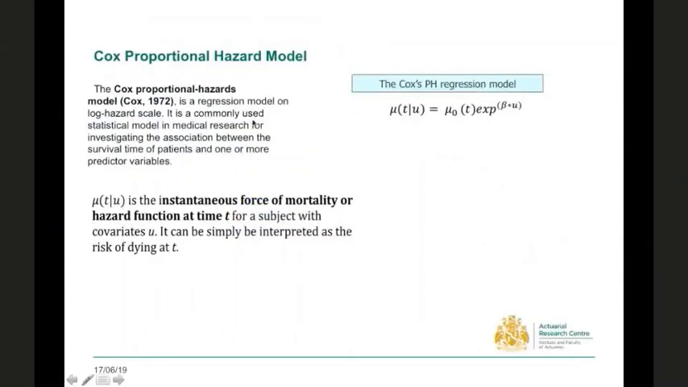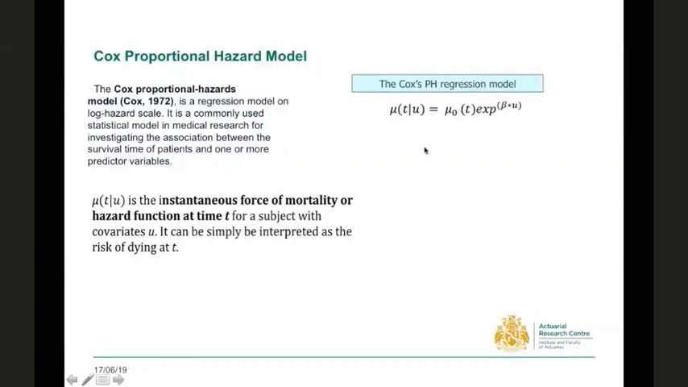Now, the model used is Cox proportional hazards. The Cox proportional hazards model was developed by Cox in 1972, and is a regression model on the log hazard scale. It's commonly used in medical research for investigating the association between survival time of patients and one or more predictor variables. So the Cox proportional hazard regression will be basically modeling the hazard. So what is hazard? It's mostly known as the instantaneous force of mortality, and it can be simply interpreted as the risk of dying at time t.